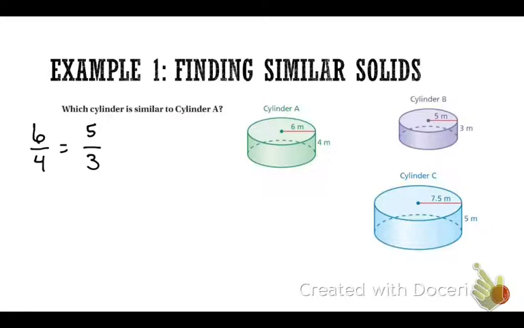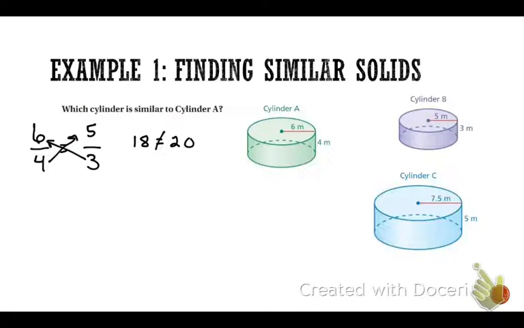I need to do cross products. This is something we did earlier in the year in chapter 5. When I do cross products, if my totals are equal, then they are in fact similar. So 6 times 3 is 18, and what's 5 times 4? 20. So A and B are not similar.